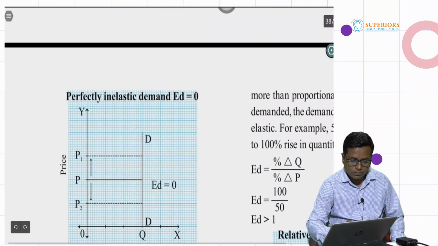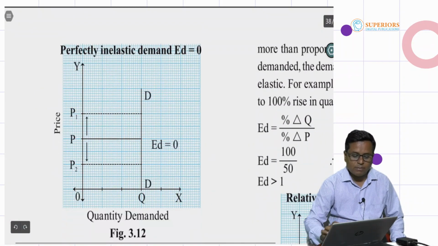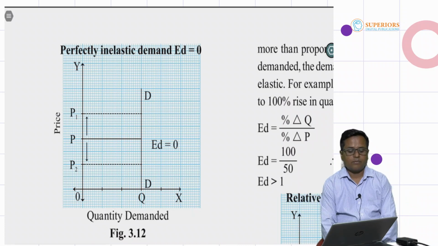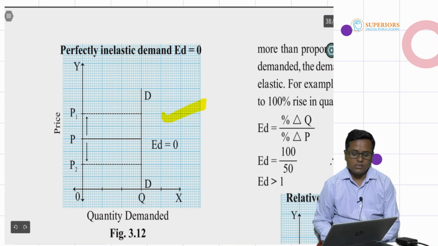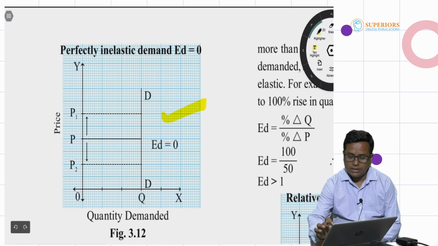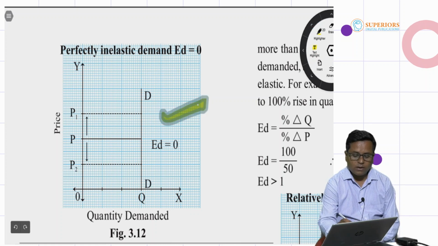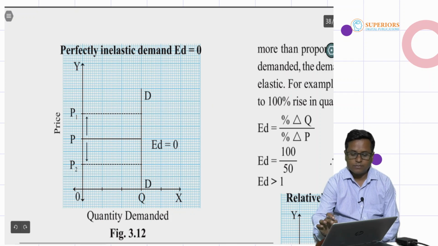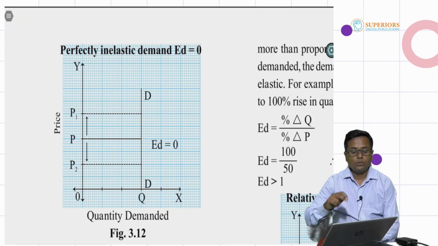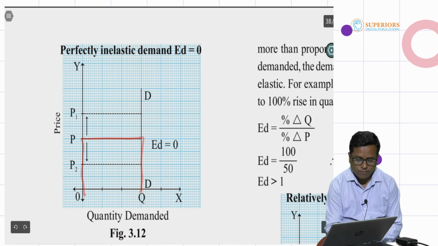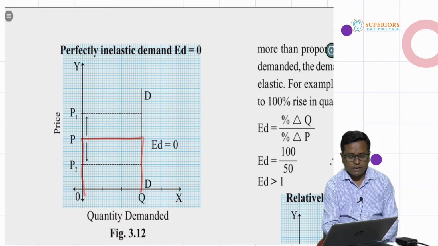Now, what about the perfectly inelastic demand curve? The perfectly inelastic demand curve will be a vertical straight line as shown in this graph. Here you can see DD is the vertical straight line demand curve, which is parallel to the y axis. You can see that at OP price, OP is the original price at which OQ is the quantity demanded.